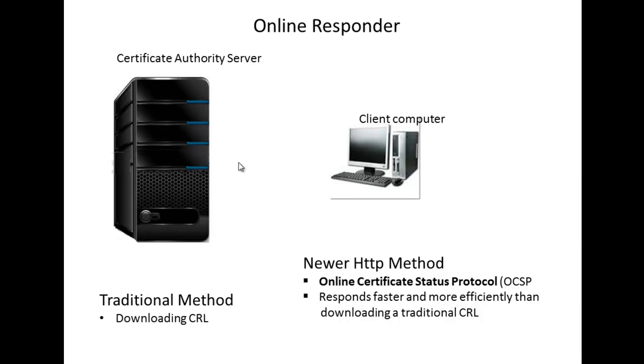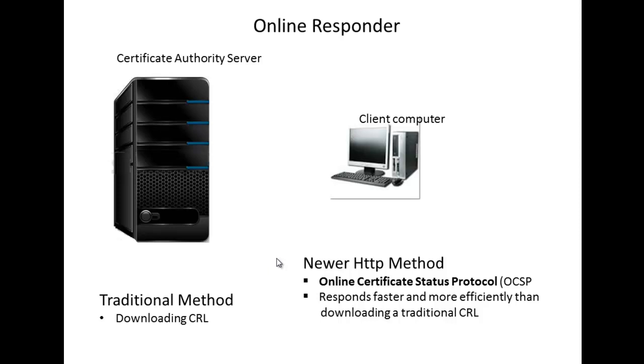We have a newer method, an HTTP method, referred to as the Online Certificate Status Protocol, OCSP. And this protocol responds faster and more efficiently than downloading the traditional CRL. The Online Responder is the trusted server that receives and responds to individual client requests for the status of the certificate. That is, whether or not the certificate is valid.